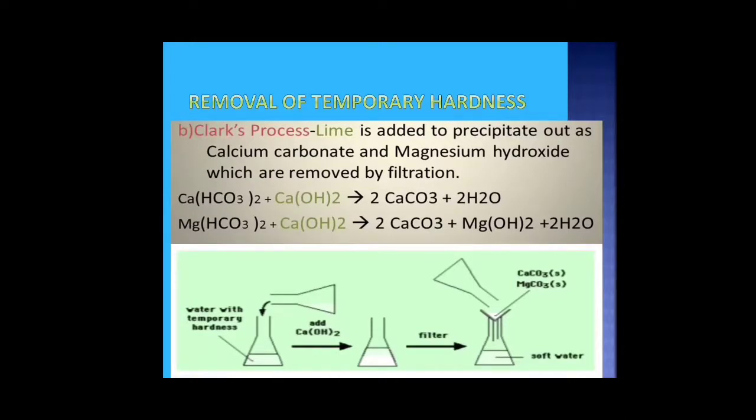Now if we have even magnesium bicarbonate present in that, magnesium bicarbonate with calcium hydroxide will give us magnesium carbonate and it will give us water as well. So both the carbonates can be removed at the same time. So thus we will get rid of the temporary hardness. So this second process is called the Clark's process.